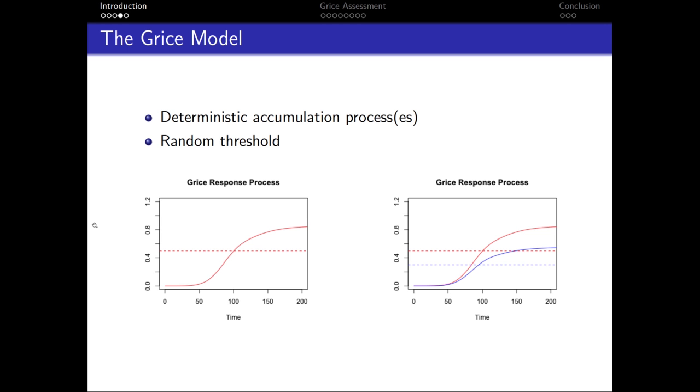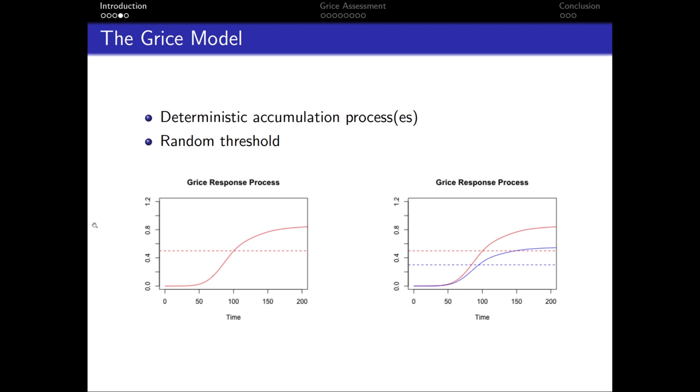To propose an alternative view on assessment functions, we're going to build models based on the Grice representation. The Grice representation of a choice and response time assumes a deterministic accumulation process or processes with a random threshold. For example, in the left plot, the red solid line would be a deterministic accumulation process, and the red dashed line would be an example of a random sample of a threshold that determines the response time. In this case, it's the point at which the threshold crosses the accumulation process at approximately 100 milliseconds.